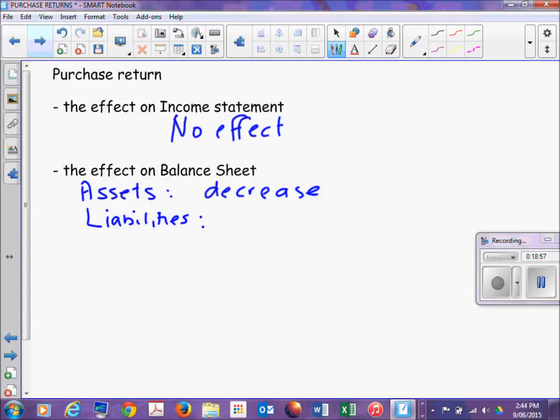What do liabilities do? Do they increase or decrease? Decrease is correct. There are two liabilities affected. Creditors control decreases and GST liability goes up, but creditors control goes down by more. So the net effect is a decrease. Owner's equity, no effect.